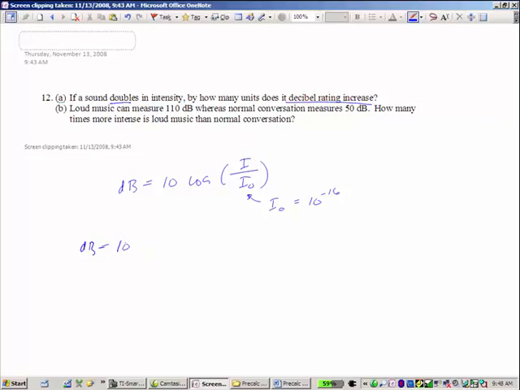So we could do 1 over 10 to the negative 16th. How about this half of the room does that, and the other half of the room does 2 times 10 to the negative 16th? You have to take the log of whatever the number is divided by the quantity 10 raised to the negative 16th, and then multiply that by 10.